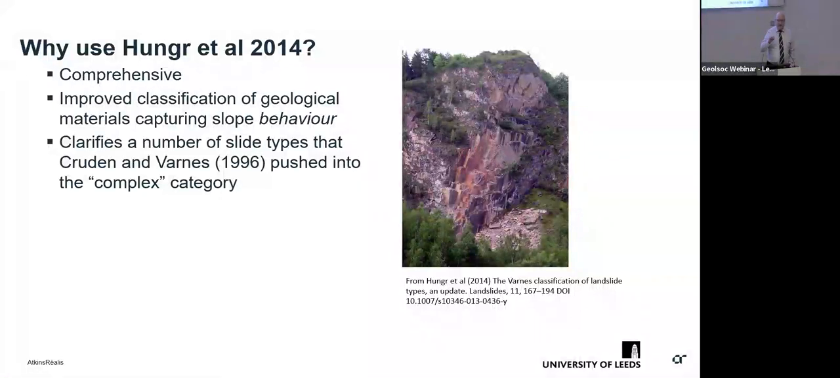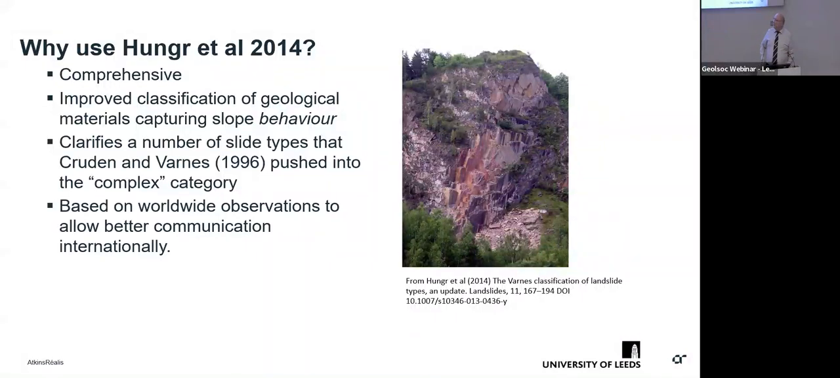It clarifies a number of slide types that, as I indicated, have fallen into the complex category. Now, there are always going to be landslides that involve more than one kind of movement or a number of interacting movements, and there is guidance in the original Cruden and Varnes work about how you manage that. So we've got improvements there. And also, it's based on a worldwide set of observations. In fact, the paper itself deals with truly global sets of examples that describe different types of slope instability.